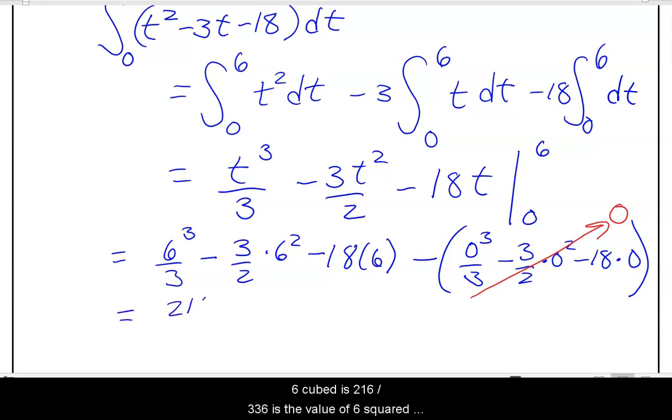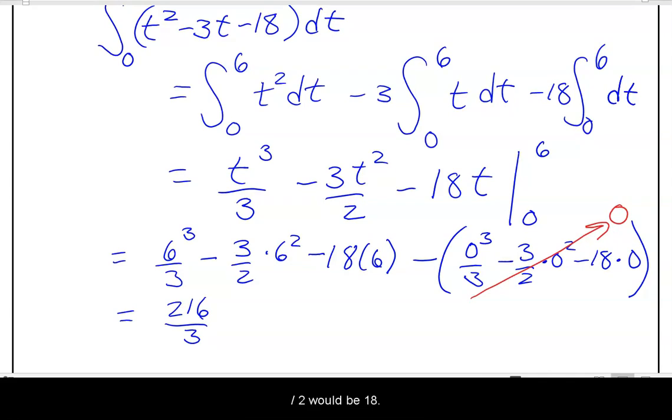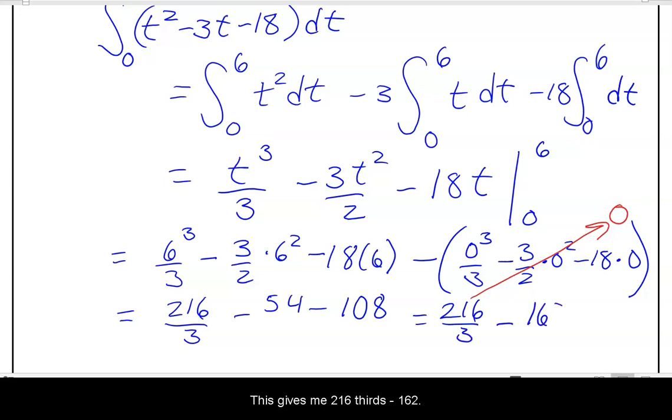6 cubed is 216 over 3. 36 is the value of 6 squared, divided by 2 would be 18. 18 times 3 would give me, yes, I'm calculating it out, minus 54, and then 18 times 6 would give me 108. If I combine the negative 54 and the 108, I end up with 162. This gives me 216 thirds minus 162.